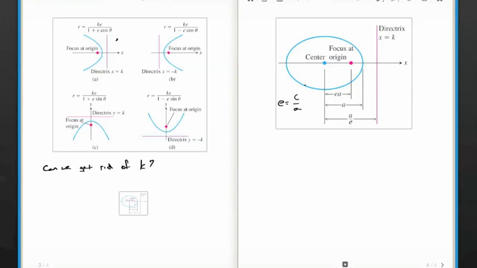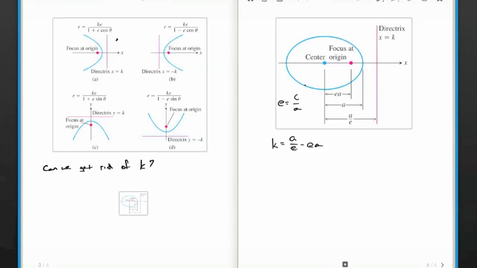Now, what is k? If this is the origin here, remember this is not the origin, this is the center of the ellipse, the focus is at the pole, or the origin. So k really equals this distance, a over e, minus ea. I go all the way out to here, which is a over e, and I subtract ea. So this is really my k.